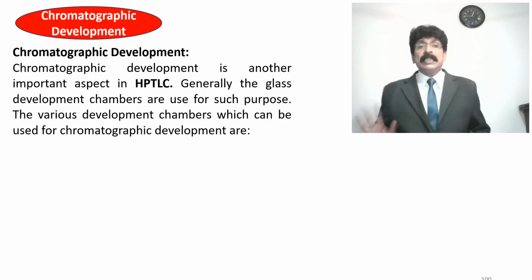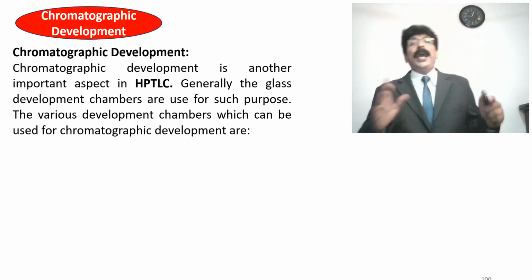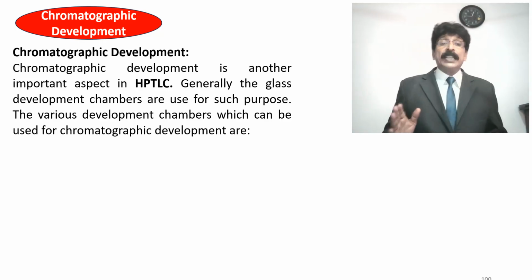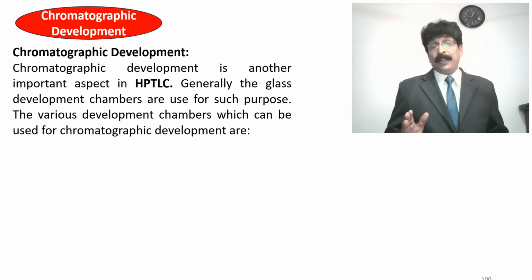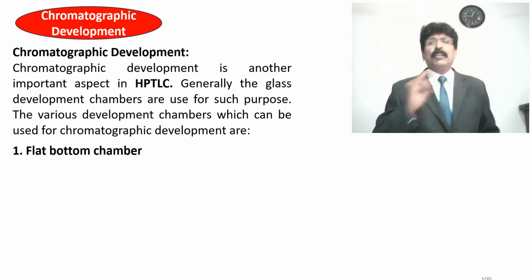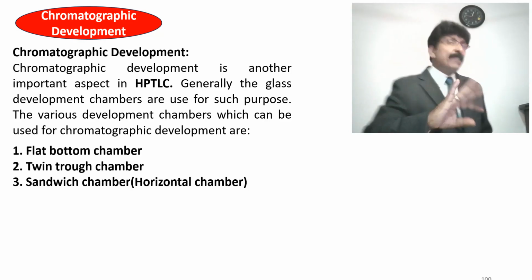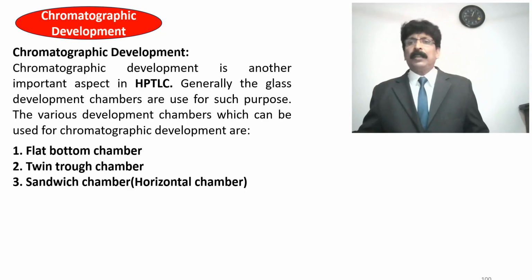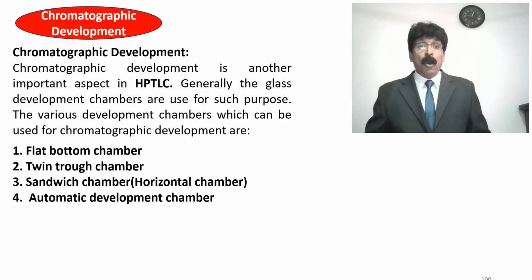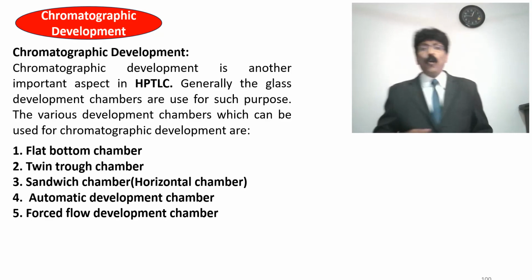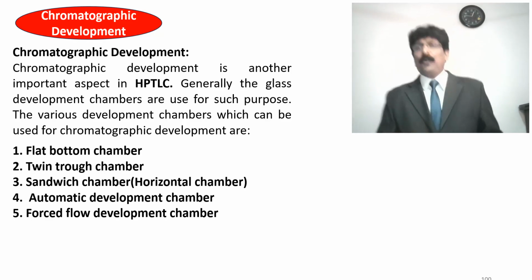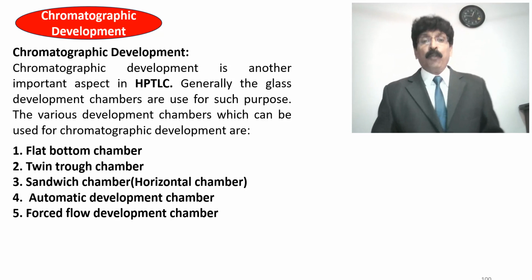Generally, glass development chambers are used for this purpose. The various development chambers which can be used for chromatographic development are: one, the flat bottom chamber; two, the twin trough chamber; the sandwich chamber, which is also called the horizontal chamber, running the solvent in the horizontal position; the automatic development chamber, ADC; and the forced flow development chamber, forced flow with pressure.